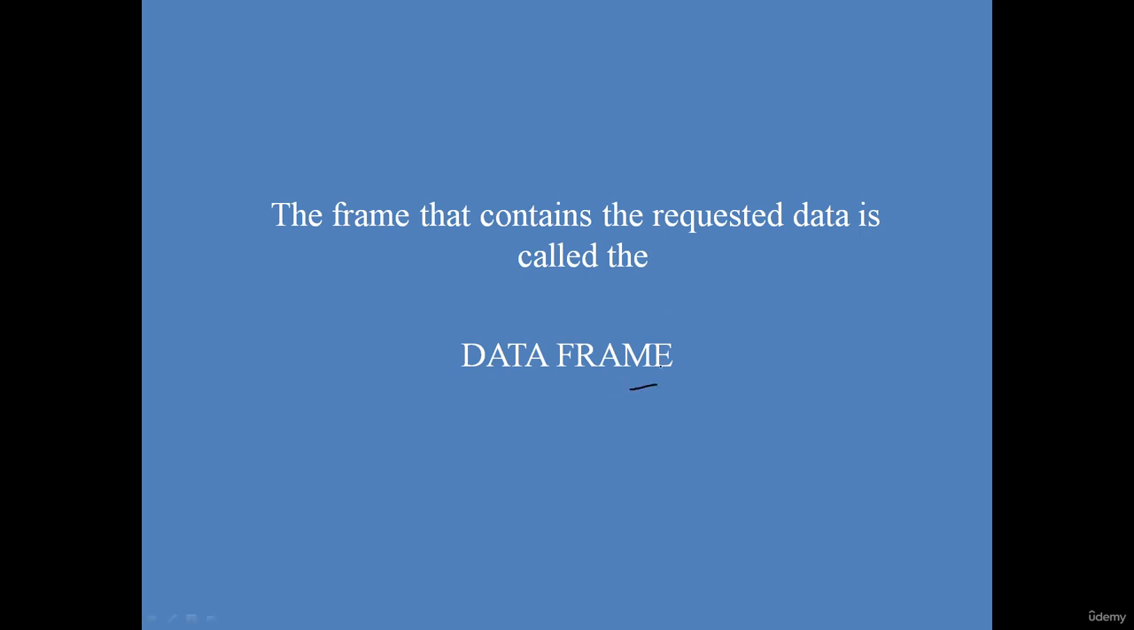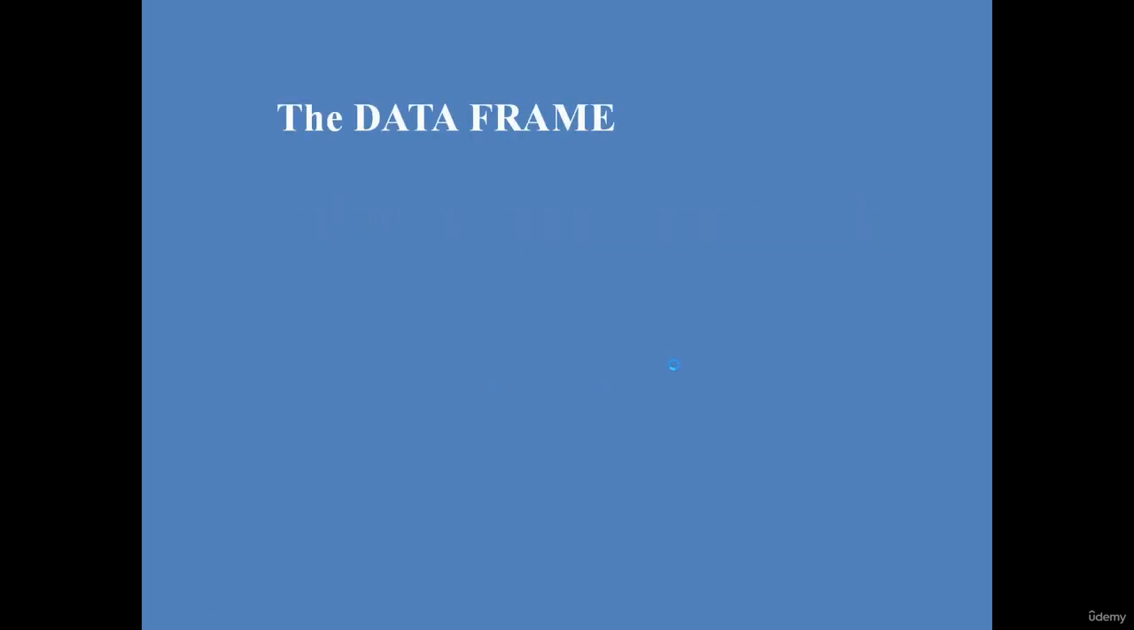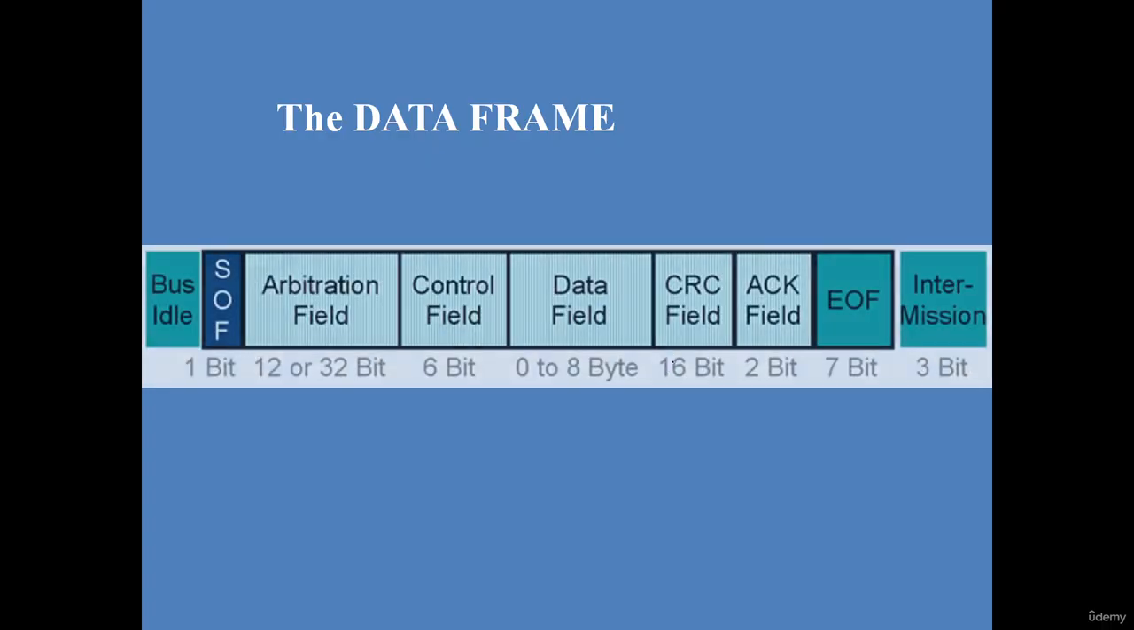So the first one was the RTR frame, which contains the request. The second one is the data frame, which contains the actual data. So let us consider the frame format for the data frame. So this is your frame.